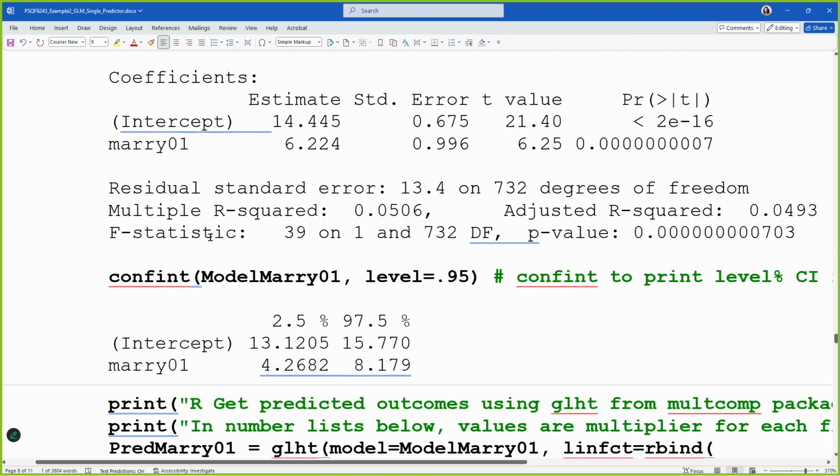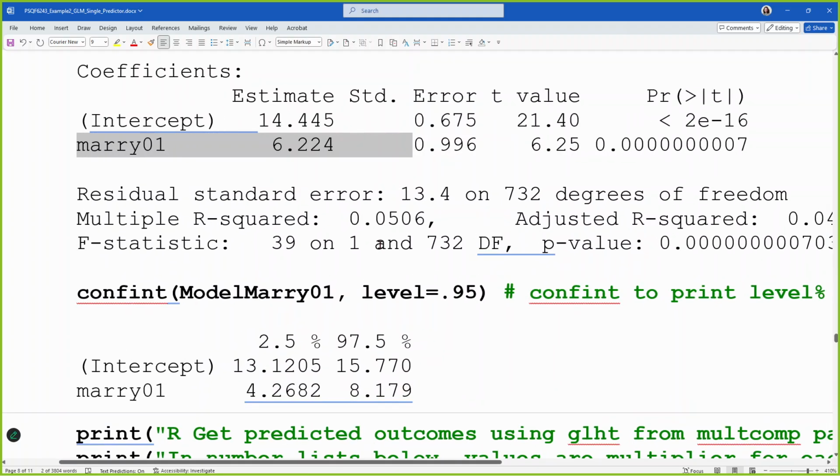Very good. Here we go. So unmarried people are expected to make $14.445 thousand. Married people, and this is individual income, by the way. What happens if you're married? Goes up by $6,224. Yeah, married people make more money by 6,000 and some odd dollars. What if I switched the coding of my groups?